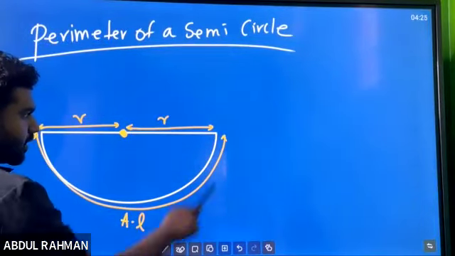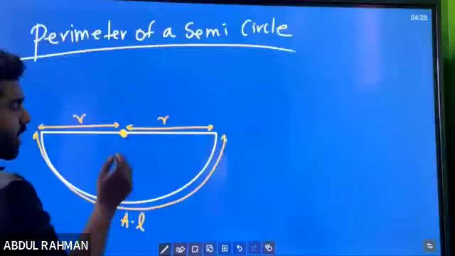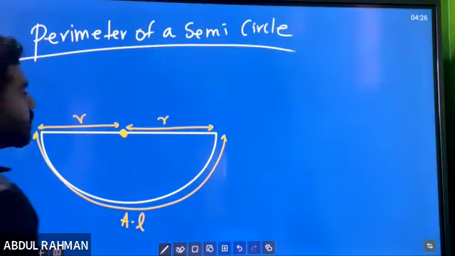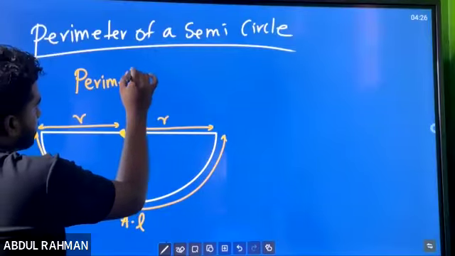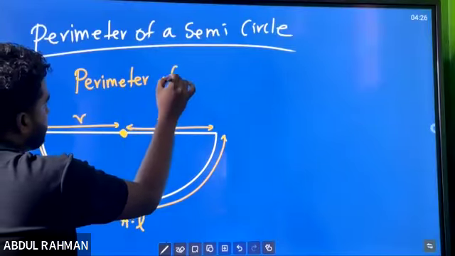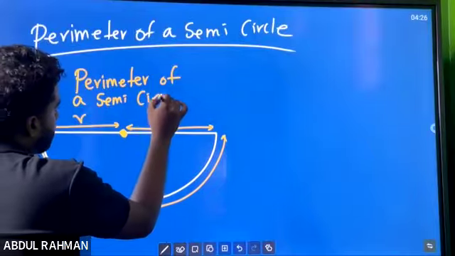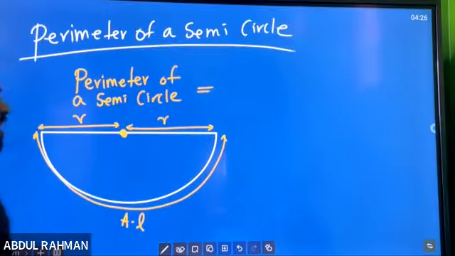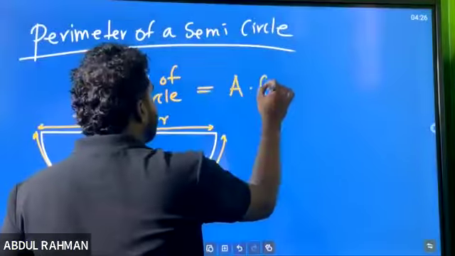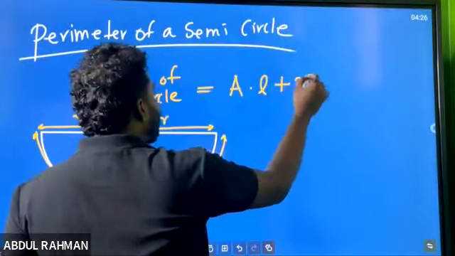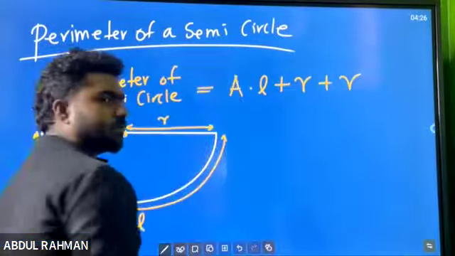Now I have one length here, which is up to here, and the next length is from here to here. So I can say the perimeter of a semicircle is equal to arc length plus r, one radius, plus another r, another radius.